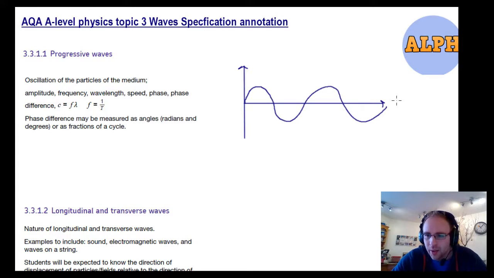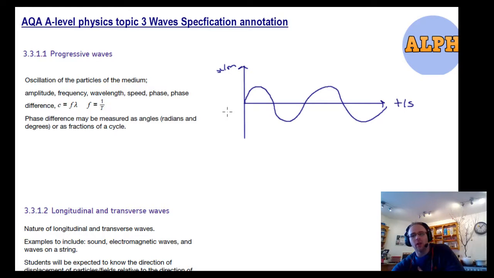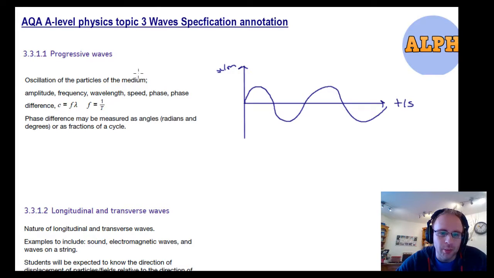Looks very similar, but on this axis we've got time, and this axis we've got displacement. So this is displacement of a particle over time. I didn't explain what medium was. So medium is the substance, the thing, the stuff that the wave is travelling through. So all waves, all mechanical waves need a medium. The type of waves that don't need a medium are electromagnetic waves.